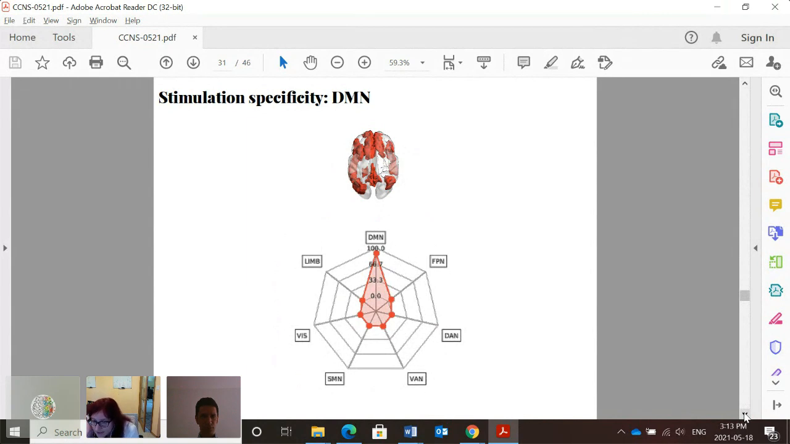Okay, I just saw a question. The state is assessed through fMRI or with which modality? Yes, it's with fMRI. Okay, next slide.